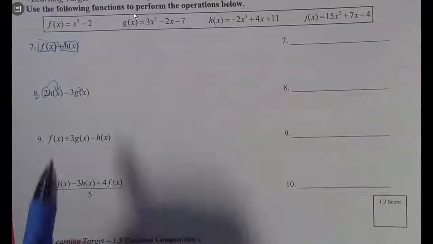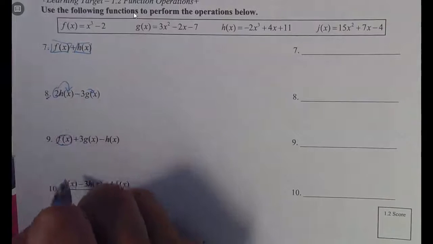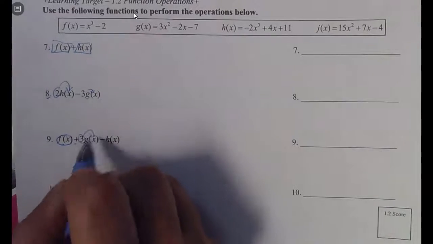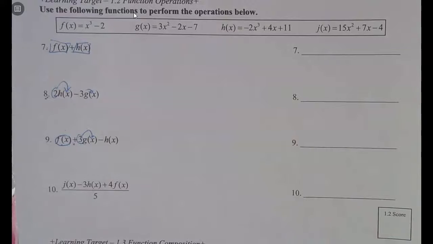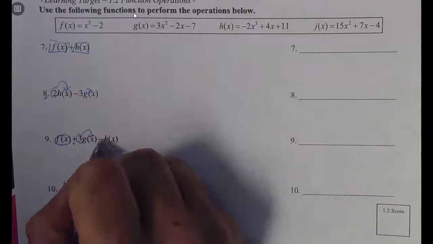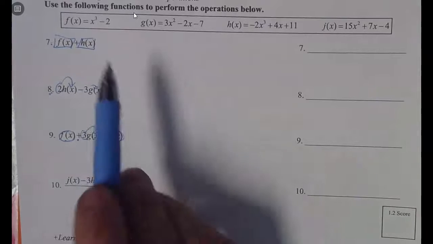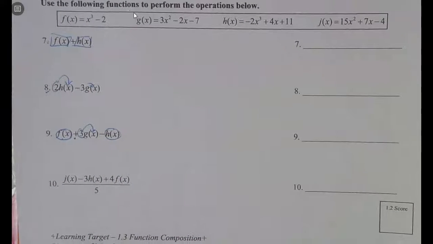Number 9, we are taking f of x, and you're going to add it to 3 times g of x, and then you're going to subtract h of x. Okay? All the functions are up here that we're using.